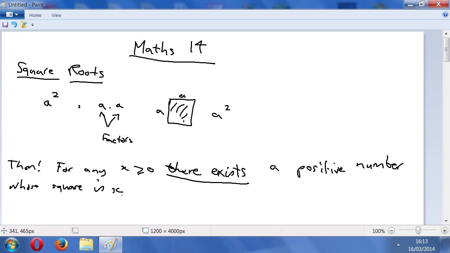So at any point, this number x, obviously in a positive, rational kind of space here, is going to be equal to some number squared. So if it's 9, it's 3 squared. If it's 25, it's 5 squared. 121, 11 squared, whatever it might be.